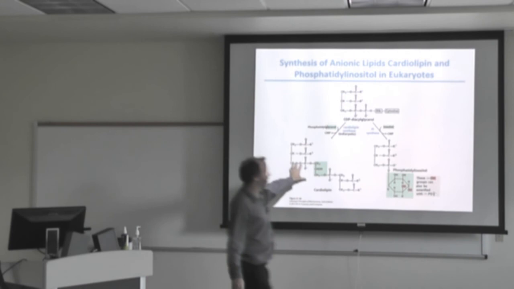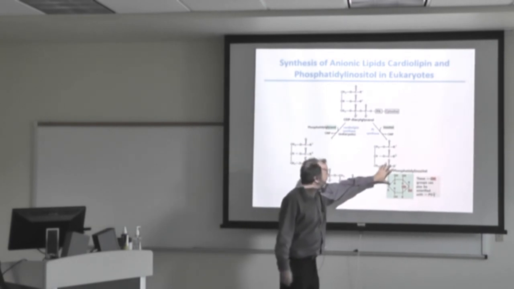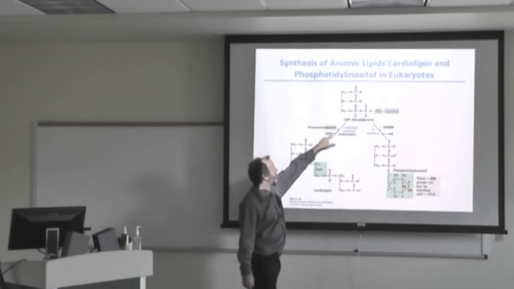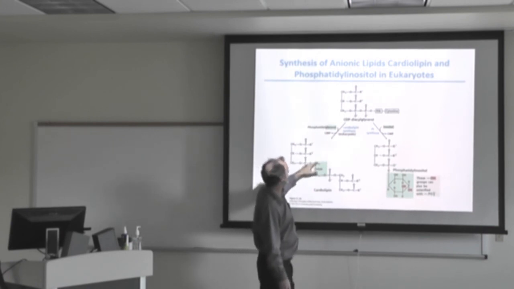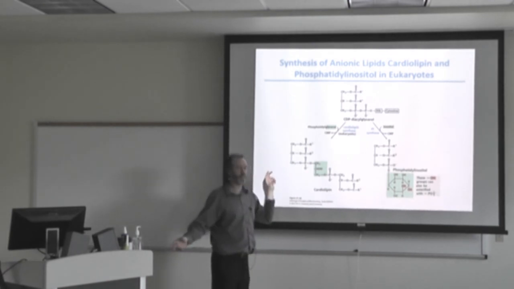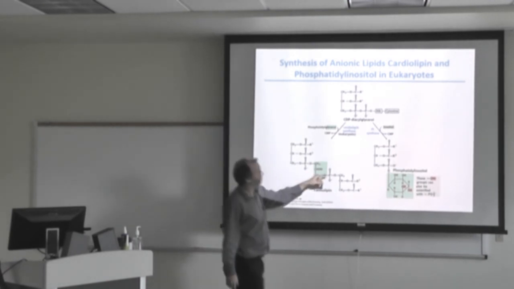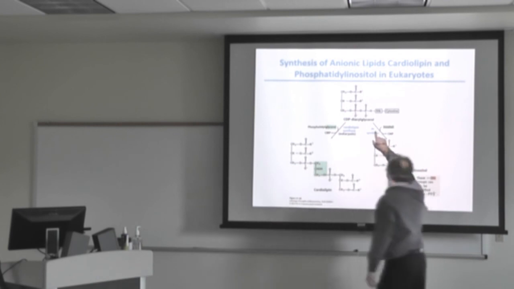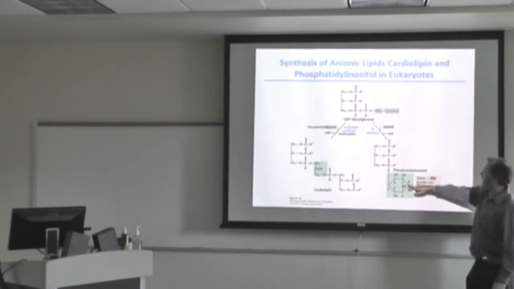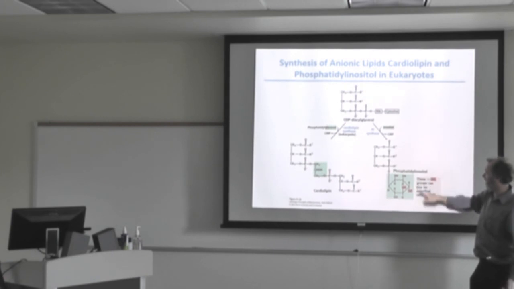So let's see what we have here. This is cardiolipin, this is phosphatidylinositol. For cardiolipin synthase, we have the phosphatidylglycerol that comes in and attacks to form this kind of like dimer of 2 diacylglycerols, right? And inositol comes in and does the attack, and then you have phosphatidylinositol.